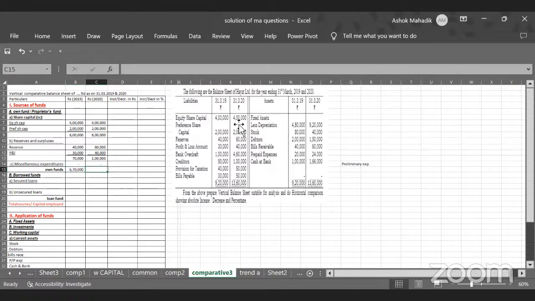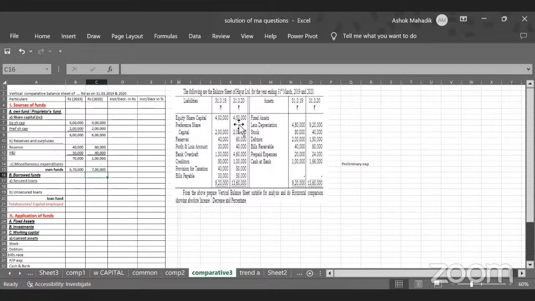And here it will be 6 lakhs plus 1, 7 lakh. Very simple. Okay. In any balance sheet, the format will be the same, constant. You just have to fill in the values. Okay. The format will not change. The answer format will not change.